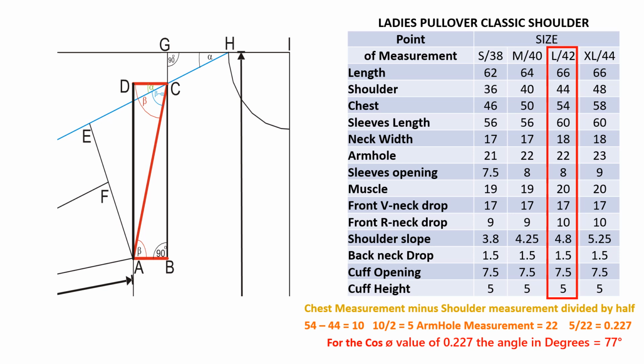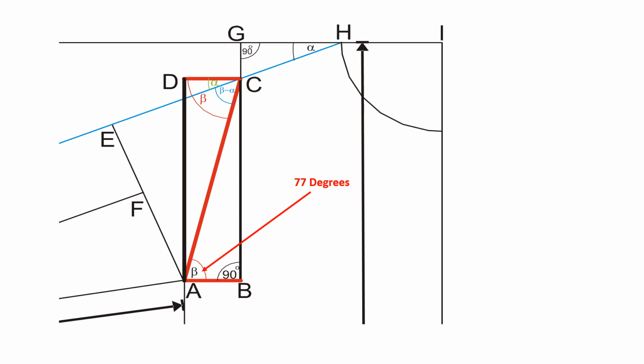In a right-angle triangle, if we know the measurement of two sides, the measurement of the third side, and all the angles of the triangle can be calculated. We, therefore, can easily calculate the angle of the armhole. AB divided by AC is equal to the cos value of the armhole angle, the angle between C, A, and B. So, 5 divided by the armhole measurement, that is 22 centimeters, is equal to 0.227. For this cos value, the angle in degrees is equal to 77 degrees.